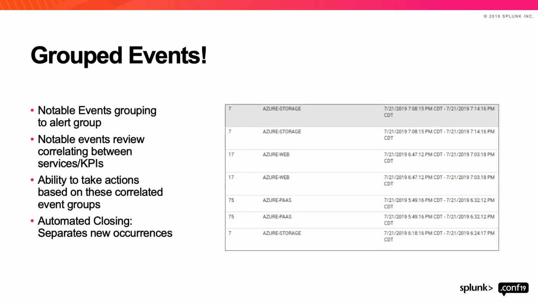So here's an example of what we have here. It's going to show us the grouped events. We see right here Azure Storage, Azure Web, Azure Pass. So the NOC can go up there and see, okay, this is the area where something's a problem. They can click on it and see all the events that are coming in and see what's going on. Correlating this is a lot of power, I feel. Later on, we're going to show you how to take actions based on these correlated event groups.